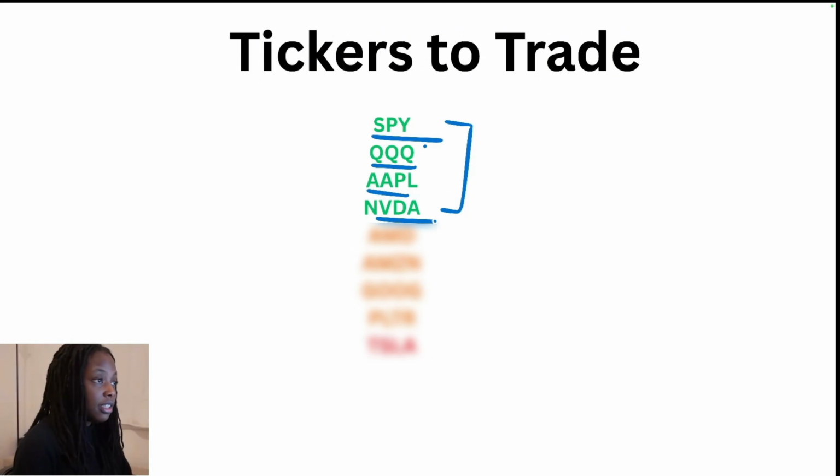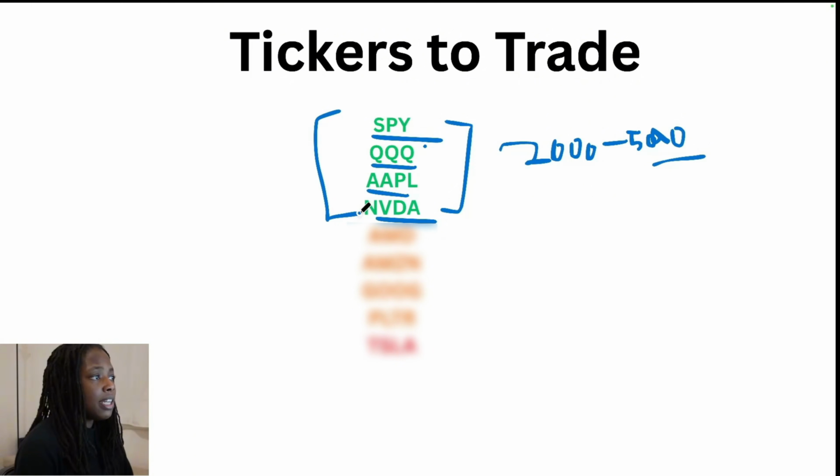Those are the tickers that I recommend you trade when your account is within 2,000 to 5,000, within that range consistently. Cool. You master them because their contracts are relatively cheap and the deltas on those contracts are typically not more than 0.5 and they're manageable. So you're able to manage your risk.